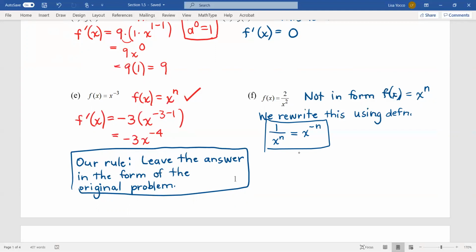So for 2 over x squared, that's the same as 2 times 1 over x squared. And then 1 over x squared is x to the negative 2, so 2x to the negative 2. Now we can use our power rule.